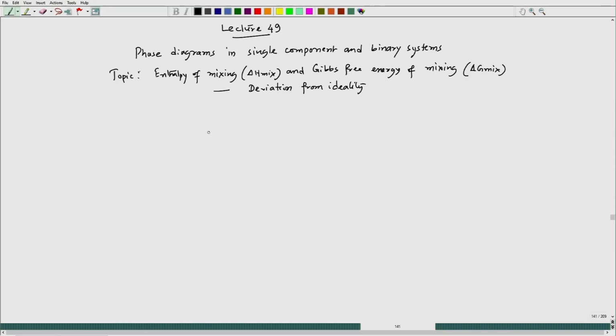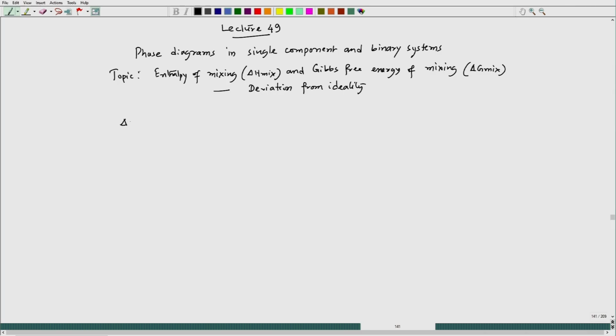At the same time, we will also see if delta Hmix is gradually increasing, what would be the effect on delta Gmix. That would also be discussed in today's lecture. Okay. So, let us start with those conditions. So, what are those conditions? First, let us write down all those equations that we have derived.